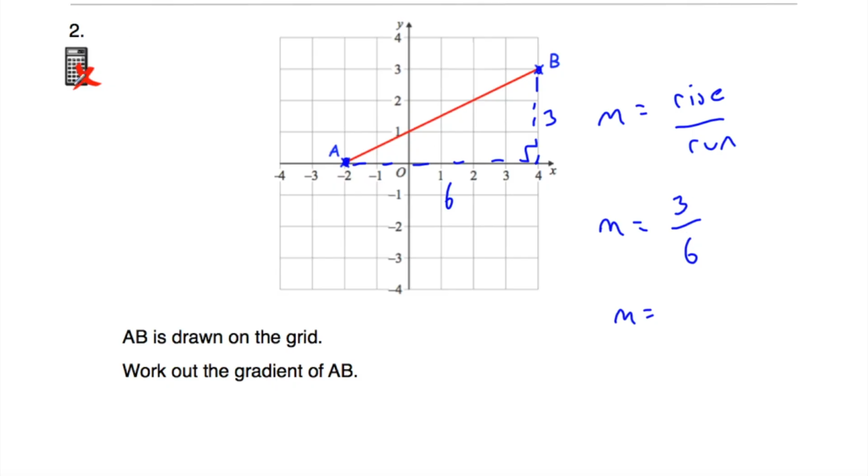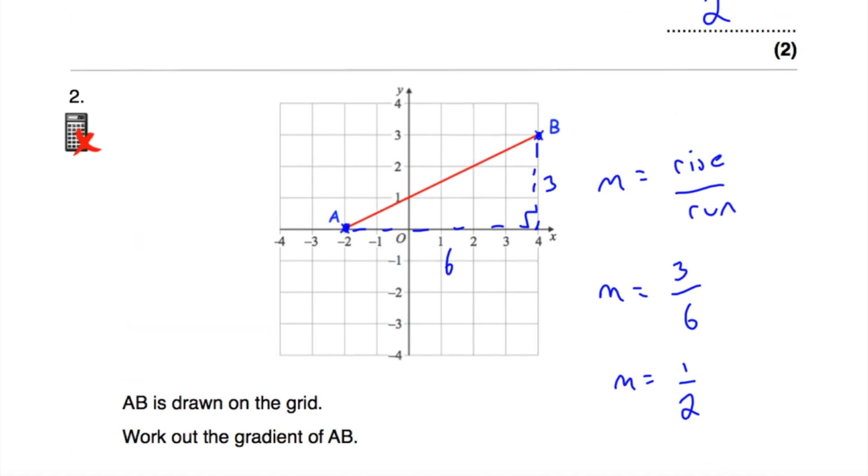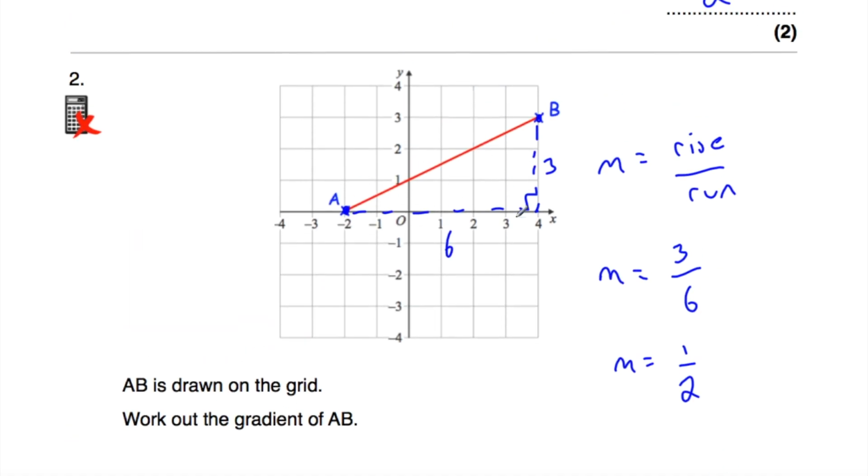Now this is a non-calculator question, and I'm just going to cancel down this fraction. 3 and 6 are both divisible by 3. So 3 divided by 3 is 1, and 6 divided by 3 is 2. So the gradient of that line is a half. So the gradient of this line AB is a half. So that's one approach, and that's the approach that I would have used for that question, to make a little right angle triangle and do rise divided by run.